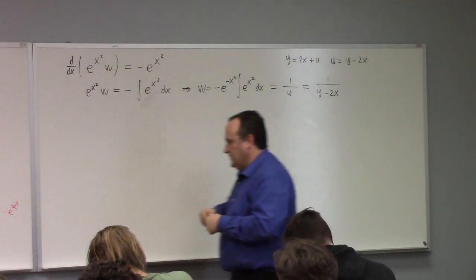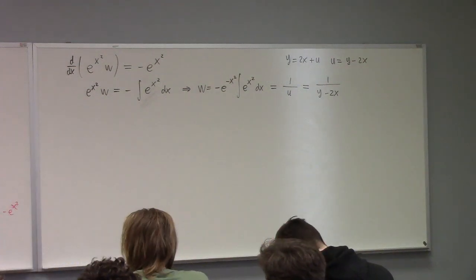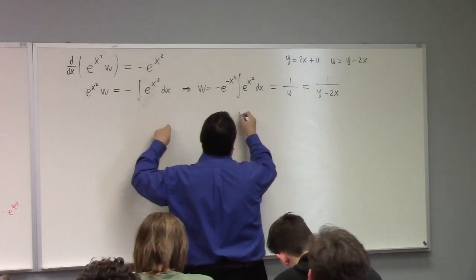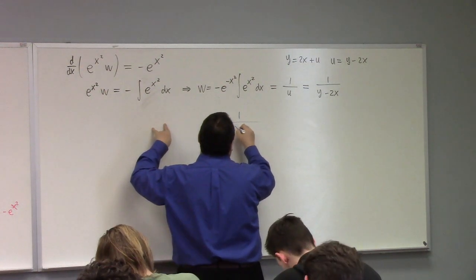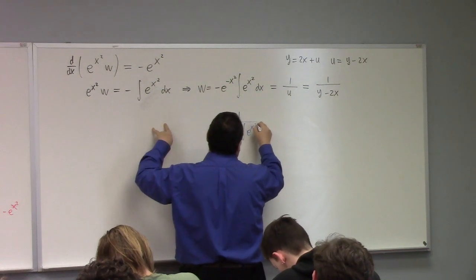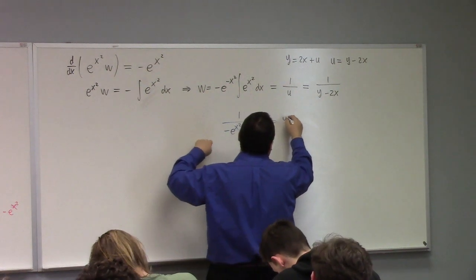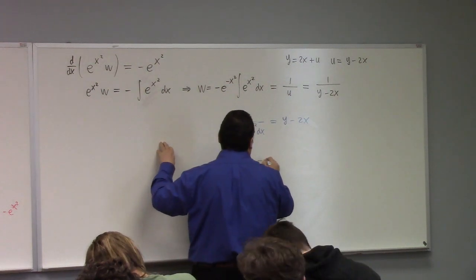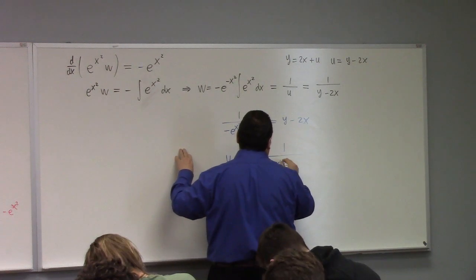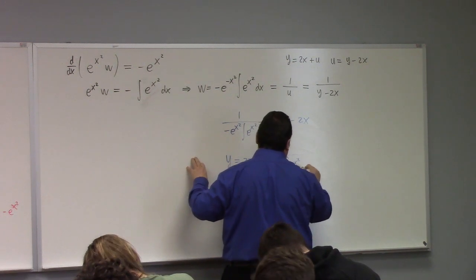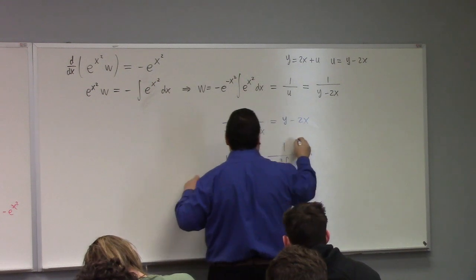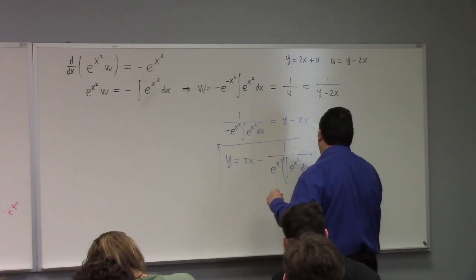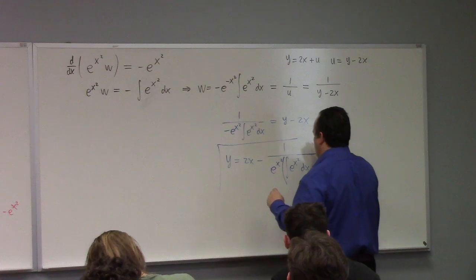Solve for y. How should we solve for y? Let's flip it, right? So I've got 1 over minus e to the x squared integral of e to the x squared dx is equal to y minus 2x. Lo and behold, y is equal to 2x minus 1 over e to the x squared integral of e to the x squared dx, right? And if you want, we could make explicit, there's a constant, plus a constant here, just to make explicit where the constant comes into play.